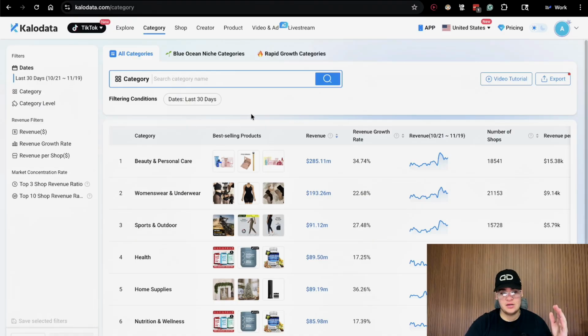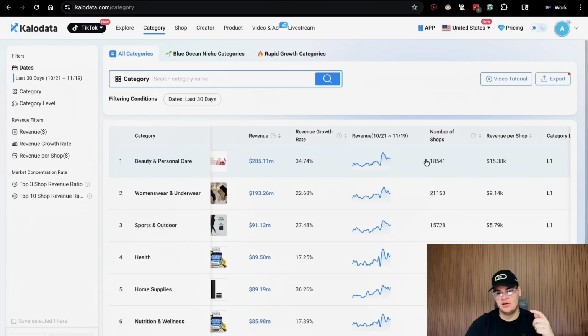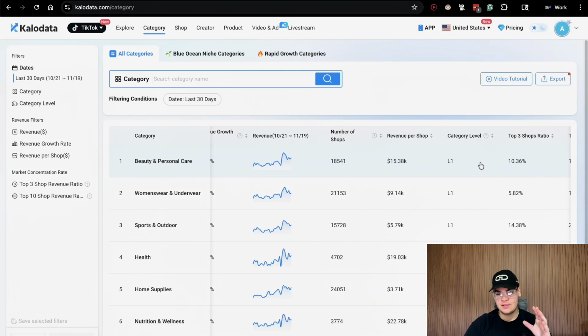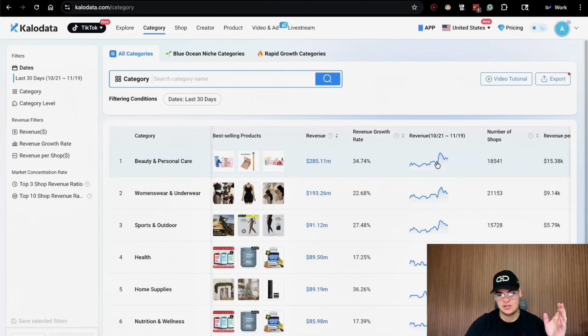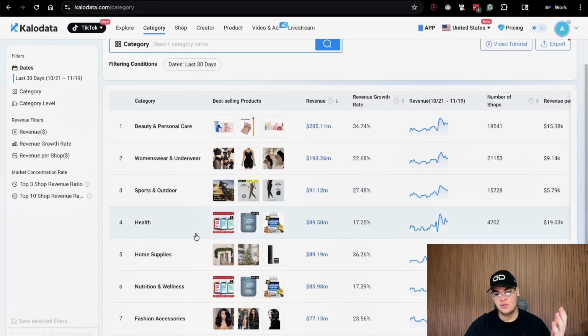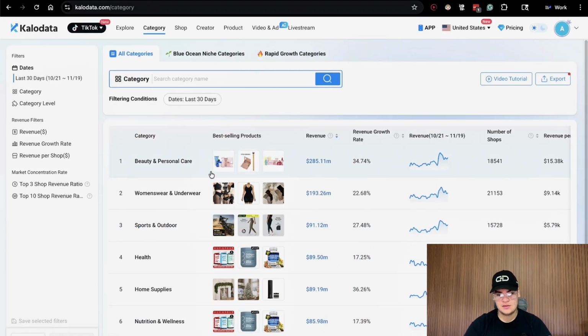So category. Here we can break down all the product shops into categories. Number one, you can see by far, beauty and personal care is 285 million in the past 30 days, I believe. So we can click into here and see all the products. We can see the number of shops, the average revenue per shop, category, top 3 shop ratios, and then top 10 shop ratios. Women's wear, underwear, sports, health, home supplies, nutrition and wellness, etc. So let's click into this.